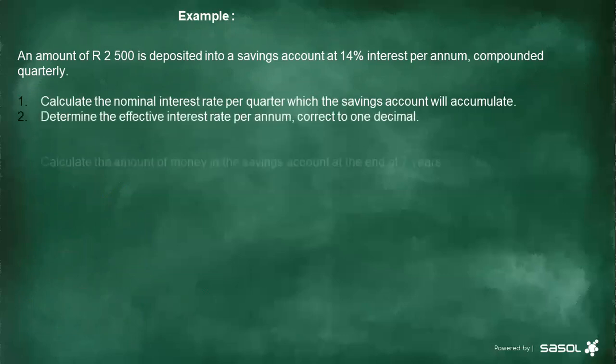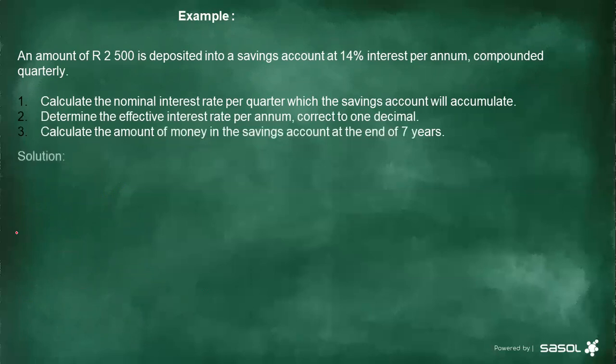All right. An amount of 2,500 is deposited into a savings account at 14% interest rate per annum, compounded quarterly. Calculate the nominal rate. Let me just underline this one. Calculate the nominal rate per quarter which the savings account will accumulate. Let's see.